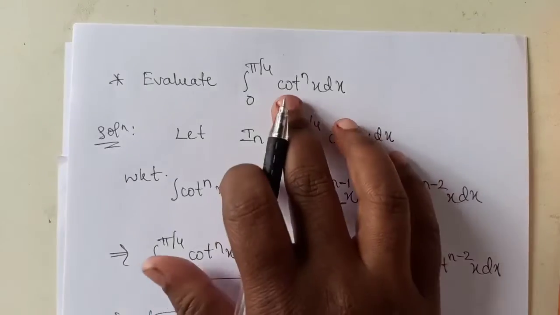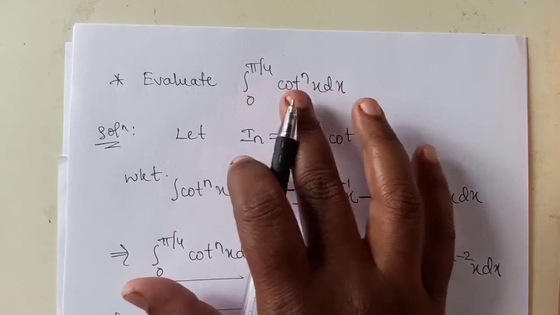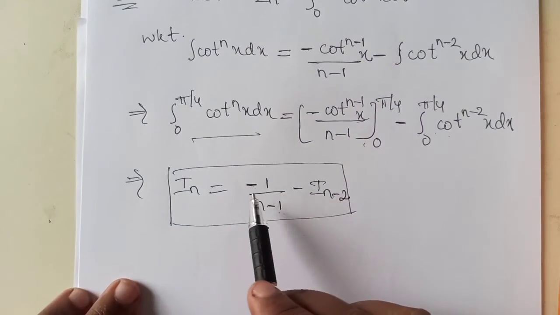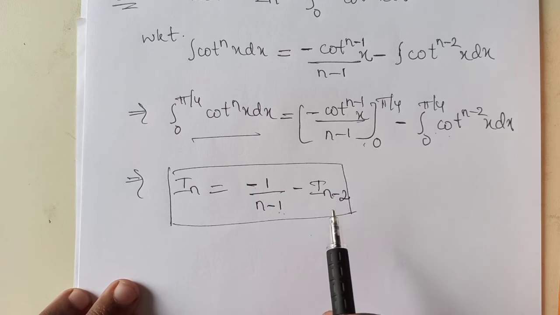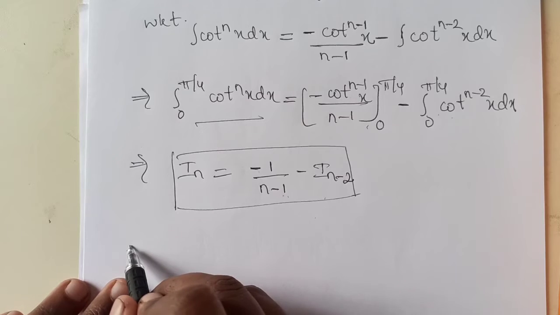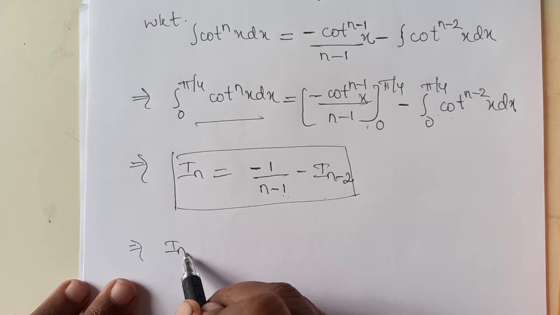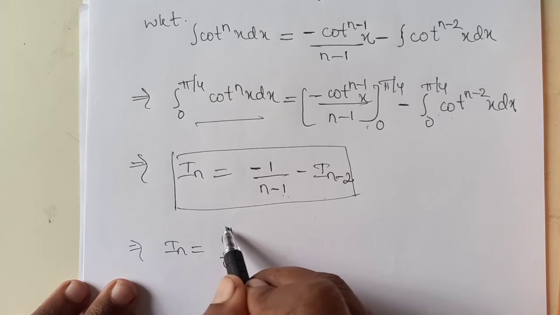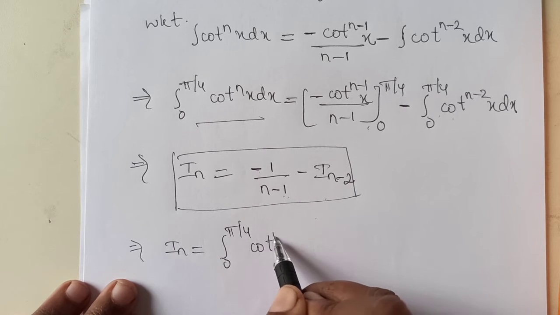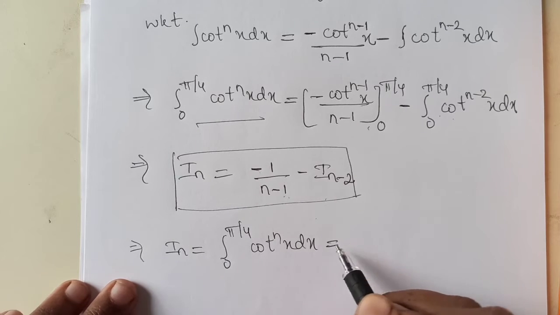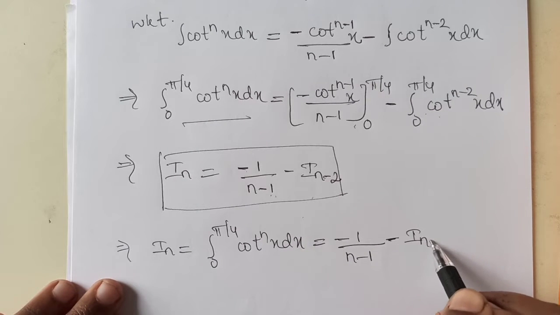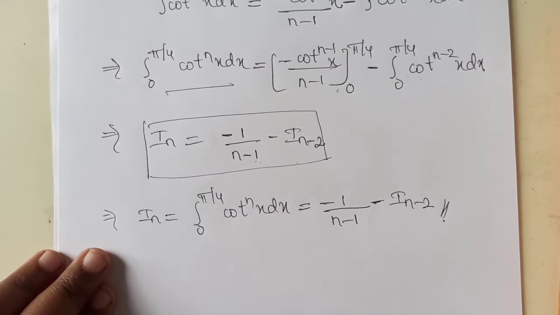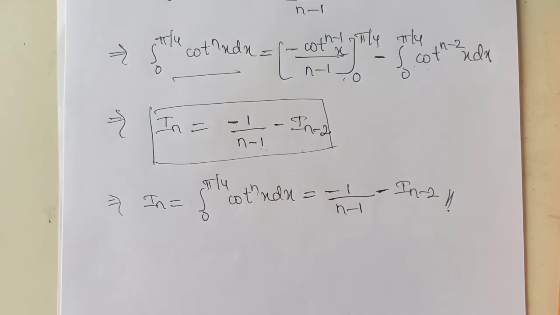For this one, that is integral 0 to pi by 4 cot power n x dx, the reduction formula is I_n equals minus 1 divided by n minus 1, minus I_{n-2}. So I_n equals integration 0 to pi by 4 cot power n x dx, its value is always 1 divided by n minus 1 minus I_{n-2}. Okay, so on this basis we solve some problems.